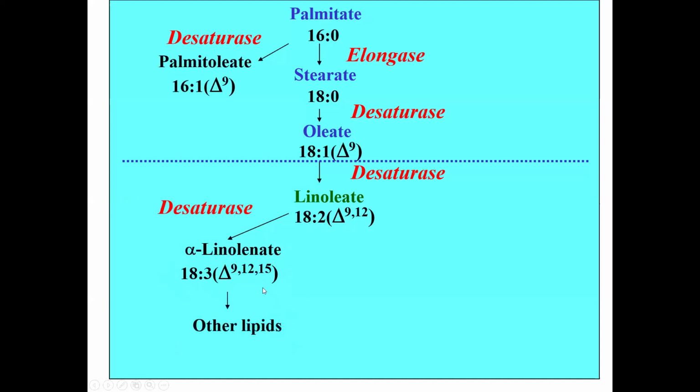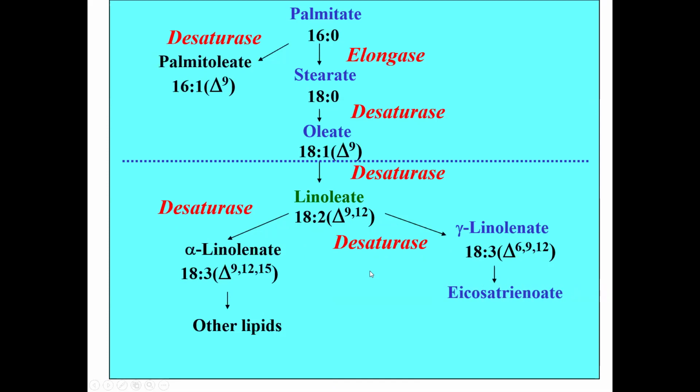And other lipids are converted from this alpha linolenate. Then gamma linolenate is produced from the linoleate, and its carbon number is also similar, 18 carbon, 18 carbon. So you can assume that the enzyme should be desaturase, but the double bond number is different. It was previously after 12, but it is before 9. I mean 6, 9 and 12. So the enzyme should be desaturase.